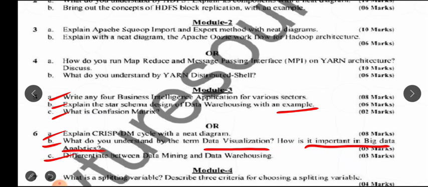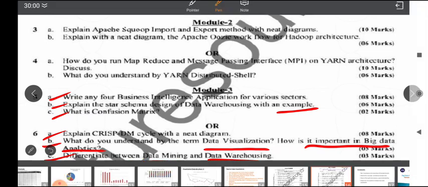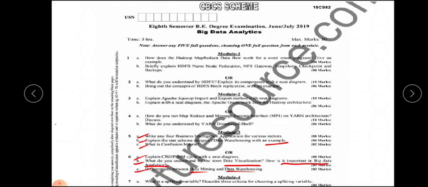And ultimately you have a question on difference between data mining and data warehousing, which are covered in the previous lectures. So I think all the questions from the previous 2 question papers have been covered, which should be giving you a clear idea about what are the important areas to be focused upon. And I hope that the concepts are clear, and if you still have any doubts, you can of course reach out.